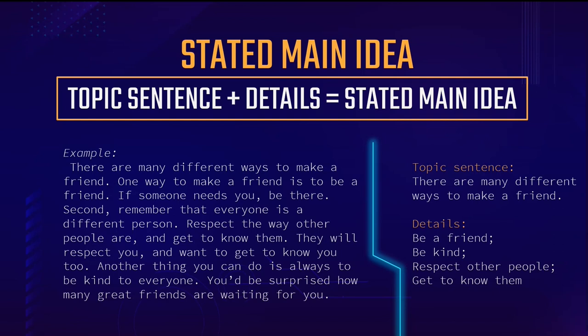With stated main idea, you can prove your answer by going directly to the passage to check it. Your answer is clearly stated in the passage and should be easy to find. Questions on stated main idea are based on what is reading exactly or stated in the passage itself. For these questions, you go directly to the reading and look for the information.